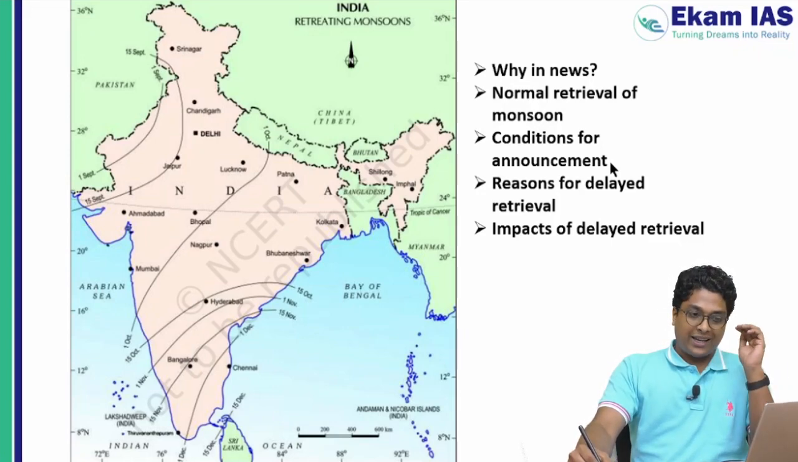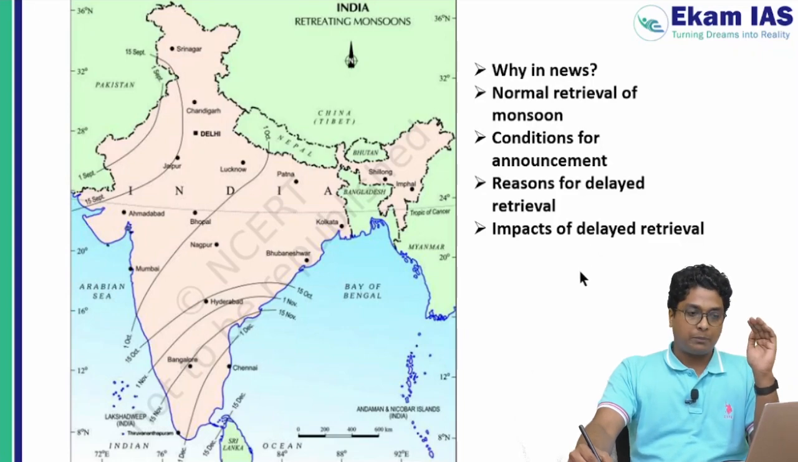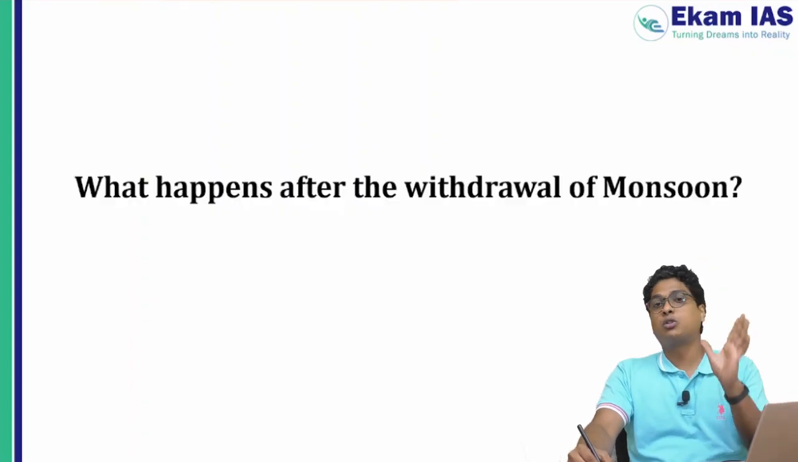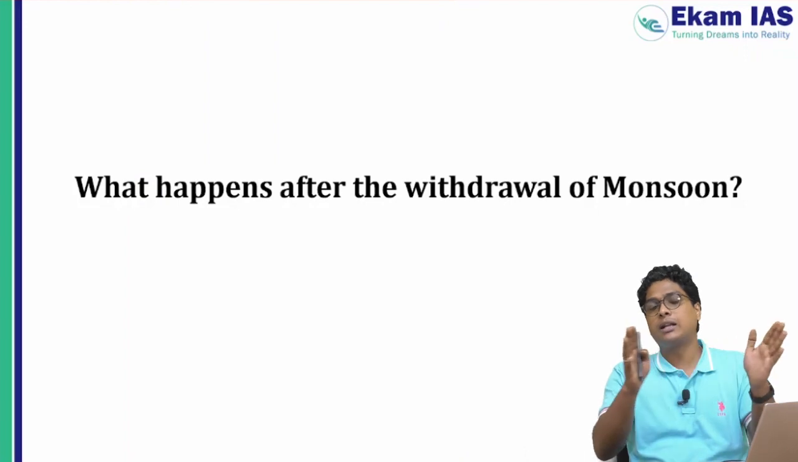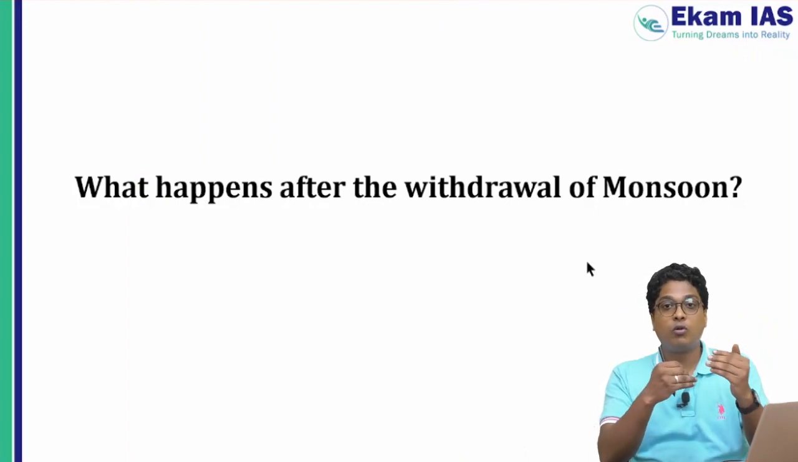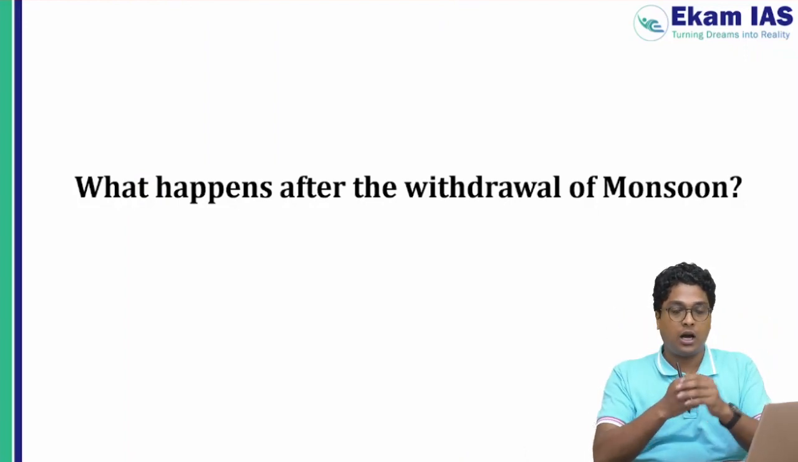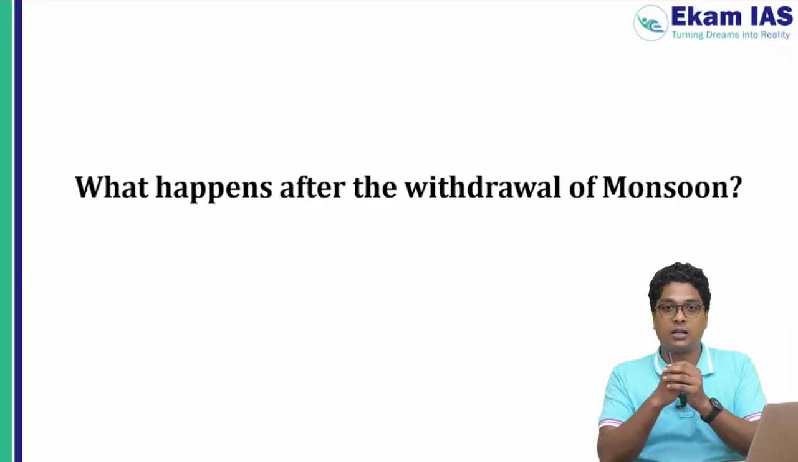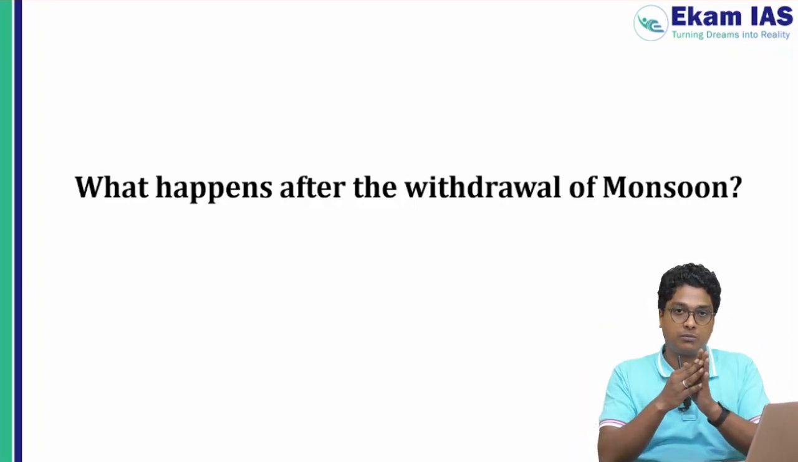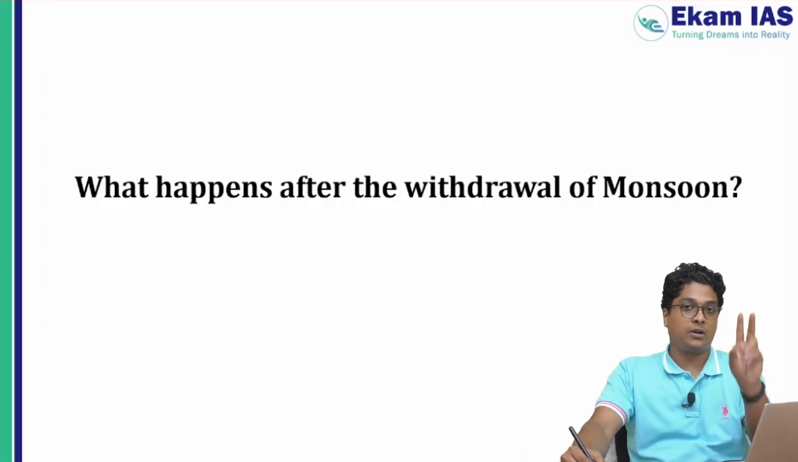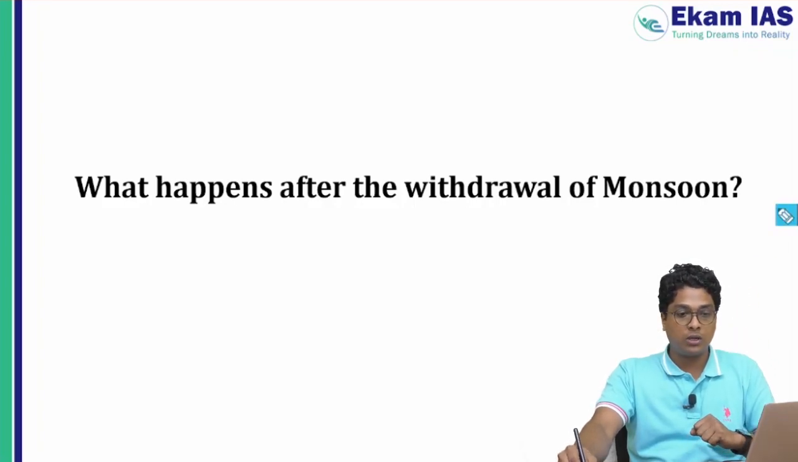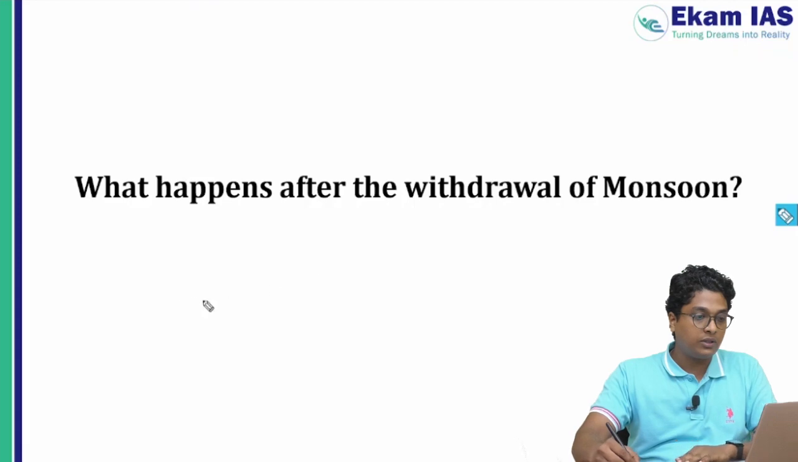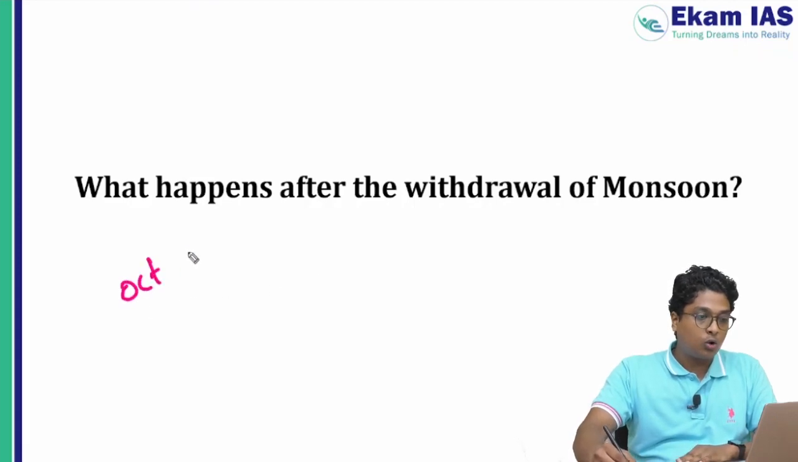Now moving on to the next portion, what happens after the withdrawal of the monsoon? This is purely related with the static portion. This is what we are going to experience next. After the monsoon withdrawing from our subcontinent, what will happen? Okay, so 2 things will happen after the withdrawal of the monsoon. So ideally, remember the date of the withdrawal as October 15th.